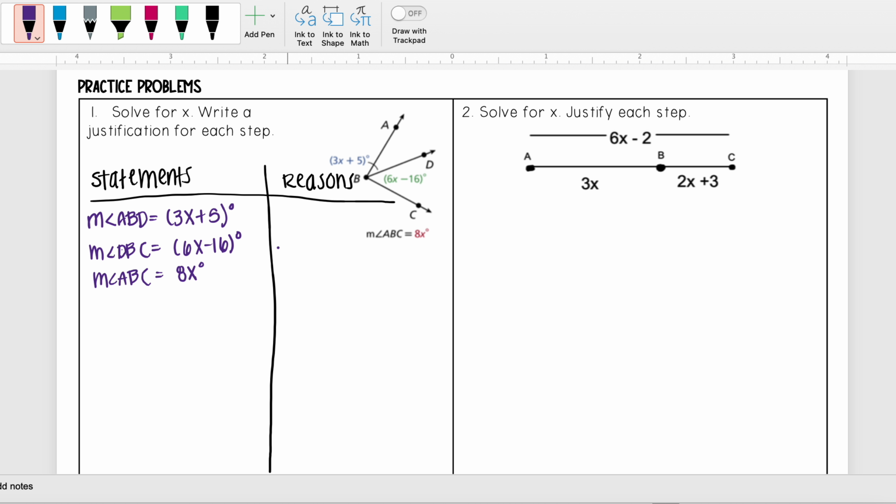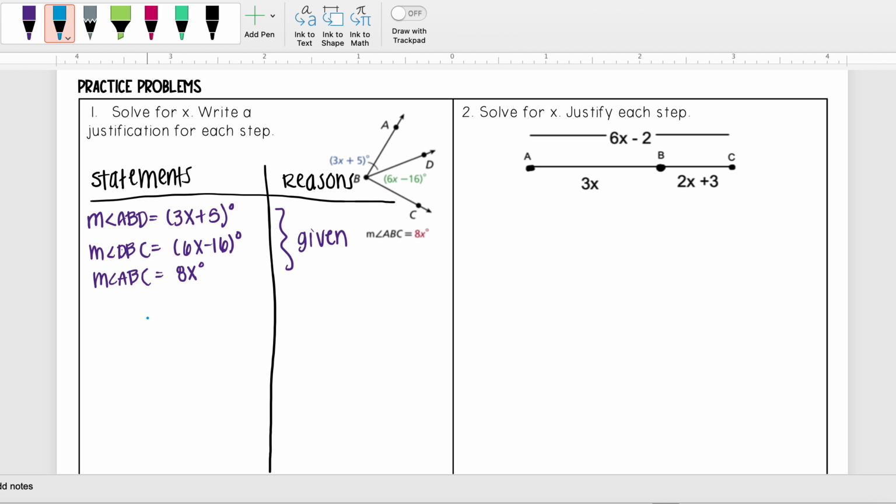And so the reason that I can state all of these is that all three of these are given. So just like when we're doing algebraic proofs, my first reason was given because I'm given that equation. That's going to be the same thing here. I'm given all of this information in this diagram right here. Now, if you recall with the angle addition postulate, I can add up these two angles and set it equal to what the whole angle is.